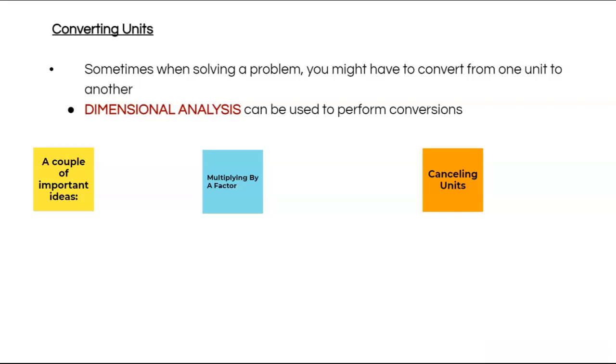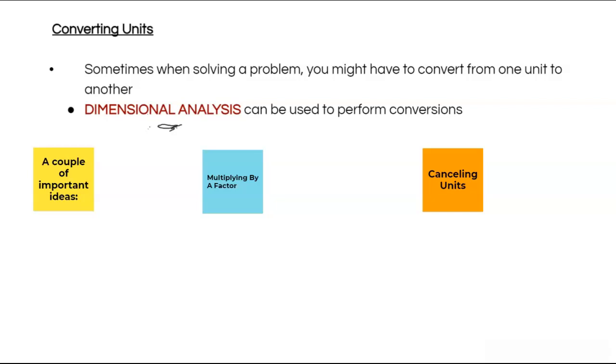So the process that we use to make that happen is called dimensional analysis. And dimensional analysis is basically just that. It's a process by which we perform unit conversions. So I want to do more than just simply show you how this works. I want you to understand why it works. So before we do that, I'm going to present to you a couple of really important ideas.